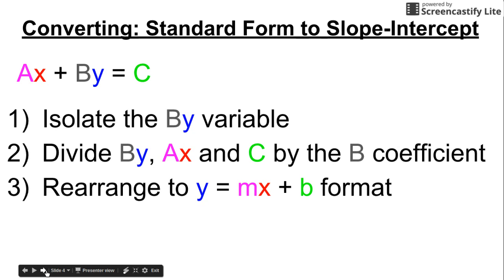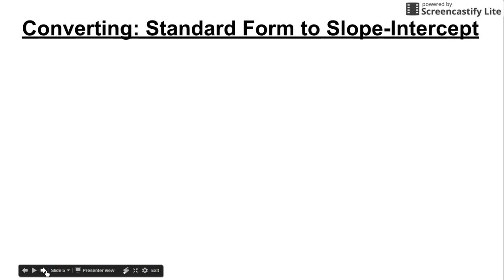The first step is going to be to isolate your by variable. You're going to do that by subtracting ax from either side. And then we have to divide by, our ax and our c by the coefficient on your y variable, which is b, and rearrange it to make y equals mx plus b format. Now, I know that sounds like a bunch of crazy junk, but when you see it in action, it should make more sense. So, first example, we've got ax plus by equals c.